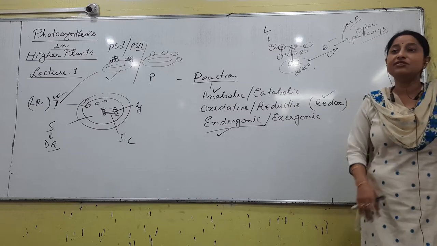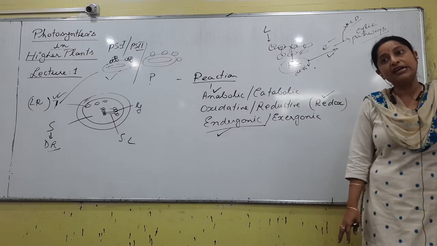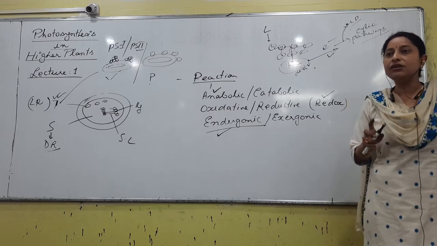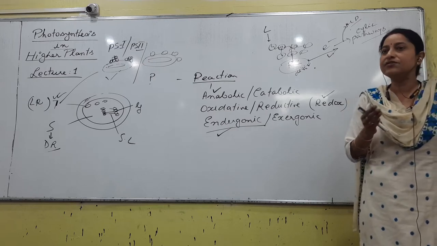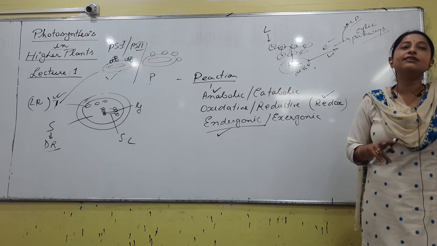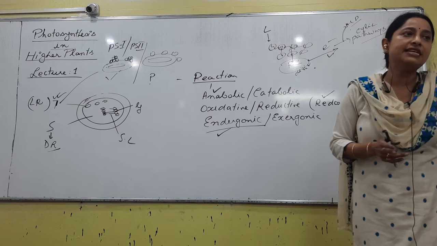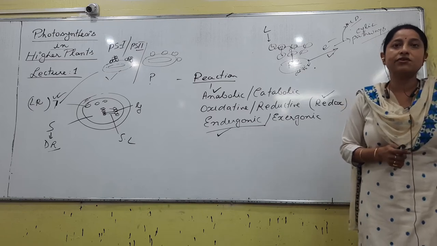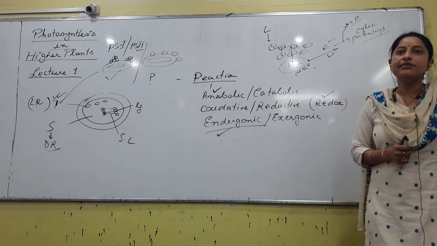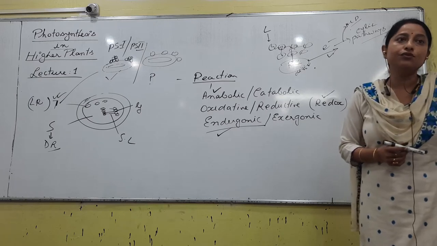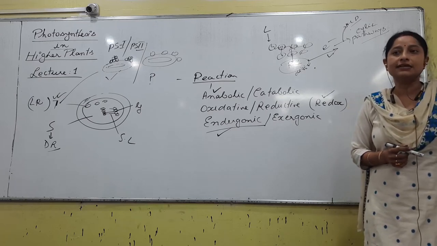Similarly, if we talk about plants, we have certain plants we'll study. Some plants we call C3 plants, some we call C4 plants. We'll be talking about it. In C3 plants, the dark reaction occurs through the C3 cycle. In C4 plants, the dark reaction occurs through the C4 cycle. Apart from C3 and C4, we have another group of plants called CAM plants, Crassulacean Acid Metabolism.